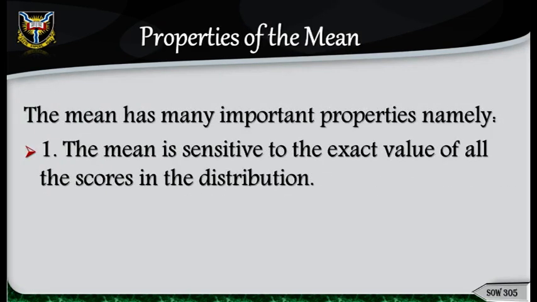Properties of the mean. The mean has many important properties, namely: 1. The mean is sensitive to the exact value of all the scores in the distribution. Any change in any of the scores will cause a change in the mean, because you have to add all the scores to obtain the calculated mean. This is not true of the median or the mode.